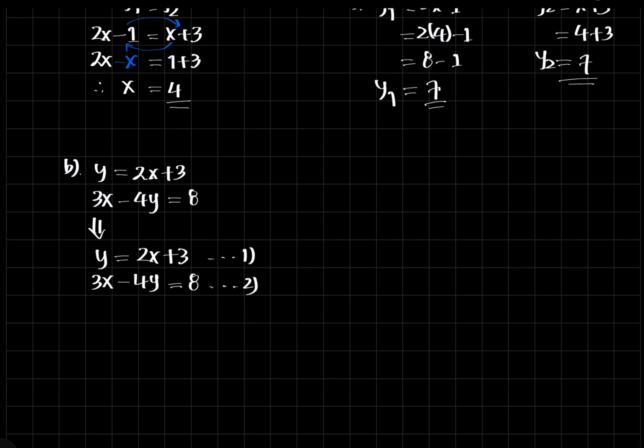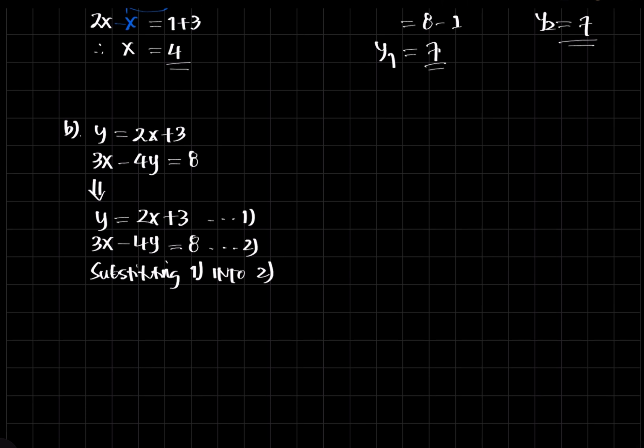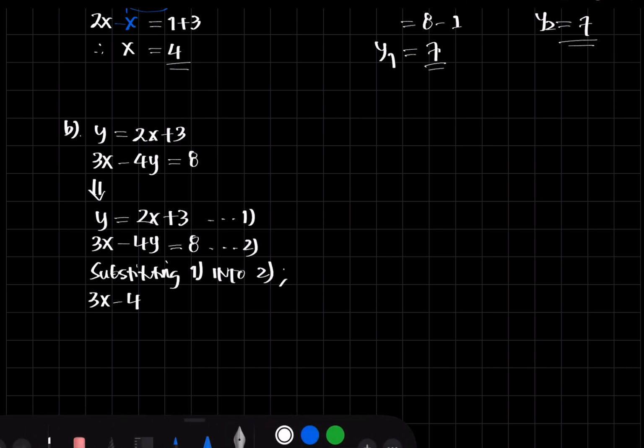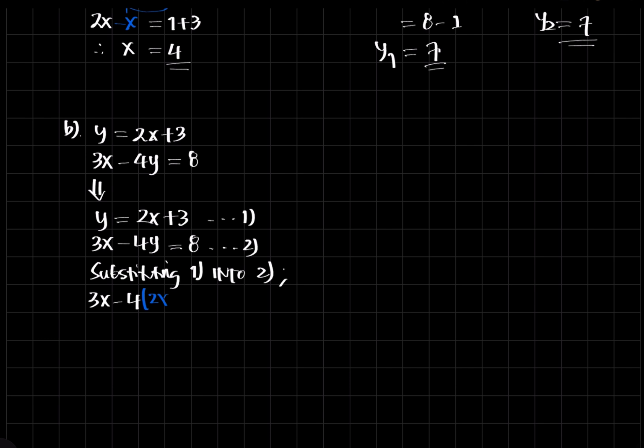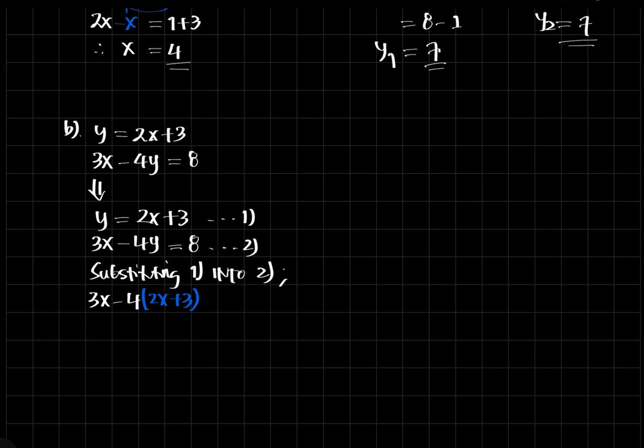Okay, now substituting equation 1 into 2. So if you substitute equation 1 into 2, we know that y is 2x plus 3, right? So 3x minus 4, okay, I'm gonna use a different color, times 2x plus 3, equals 8.